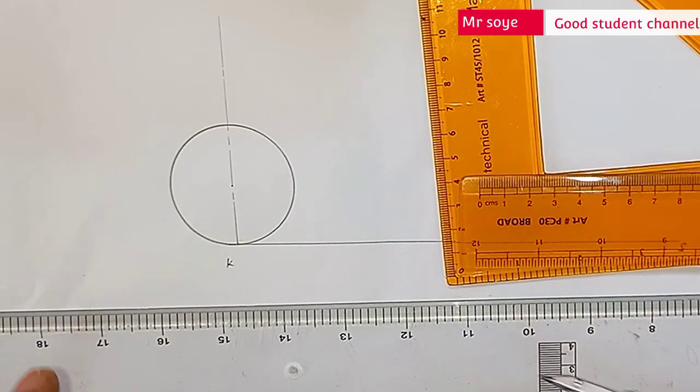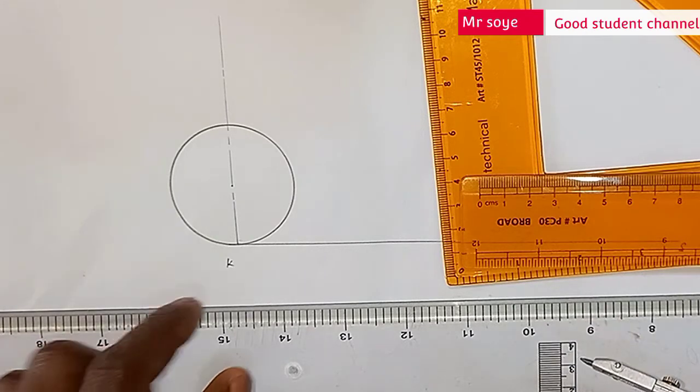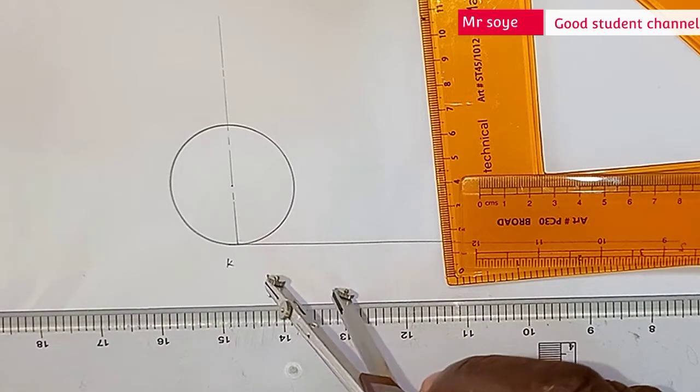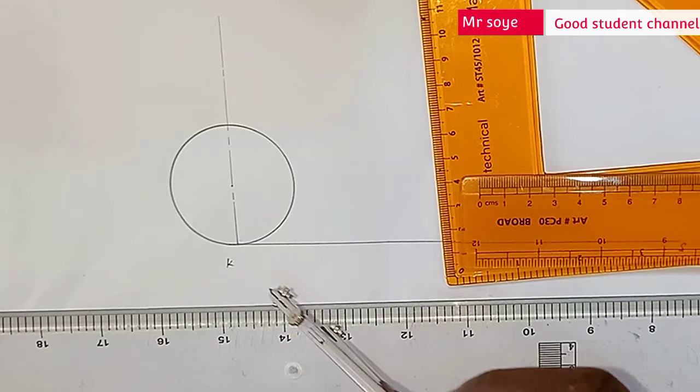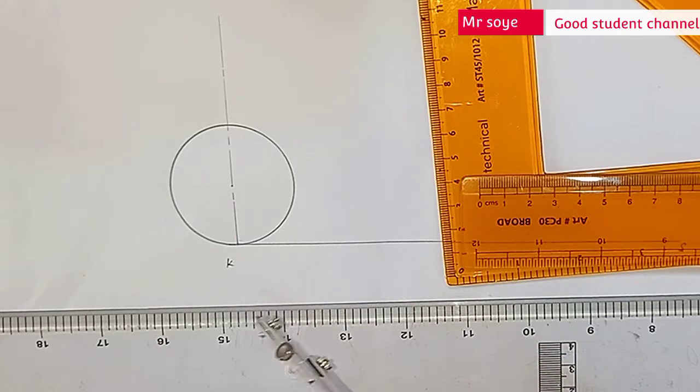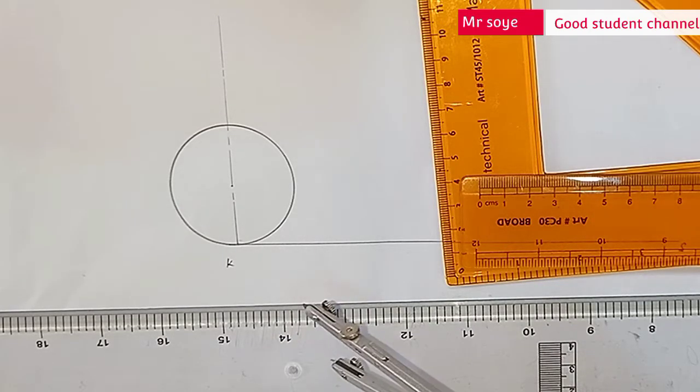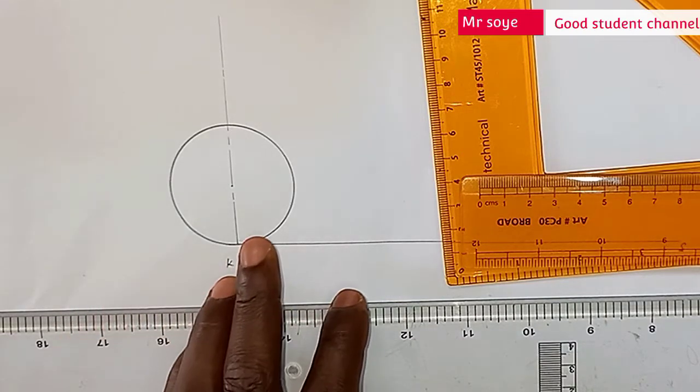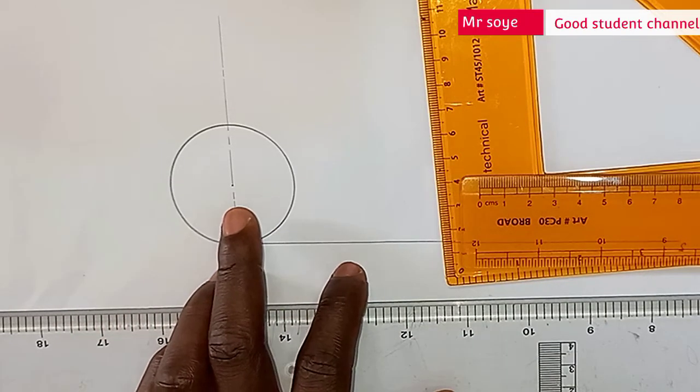When you are using your compass, you draw once and it should be okay. But I am darkening my own so that it is more visible, clear, and legible on the camera. So now this is the radius for the rolling cycle.